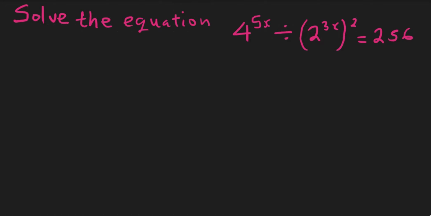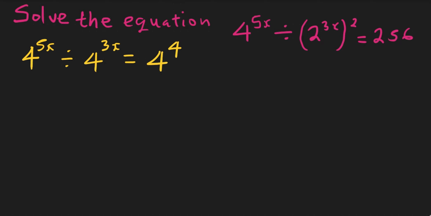So let us rewrite. We're going to have 4 raised to power 5x, divided by, you can write 2 squared as 4, and it is raised to power 3x. So we're going to have that as 4 raised to power 3x is equal to 256, and we can write 256 as 4 raised to power 4.